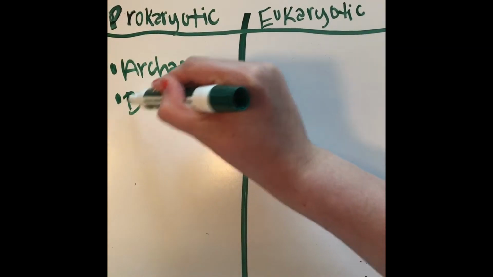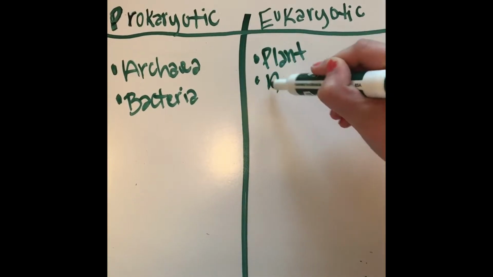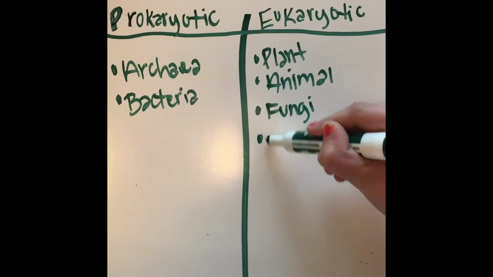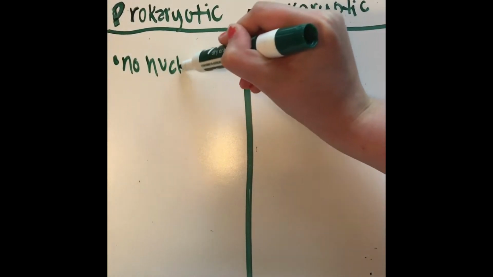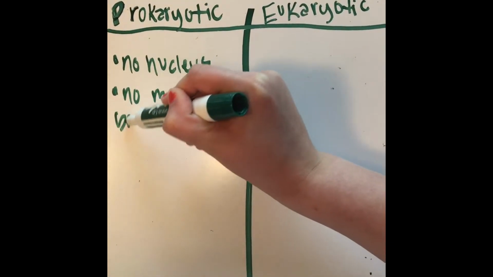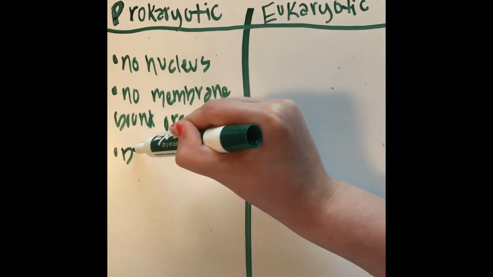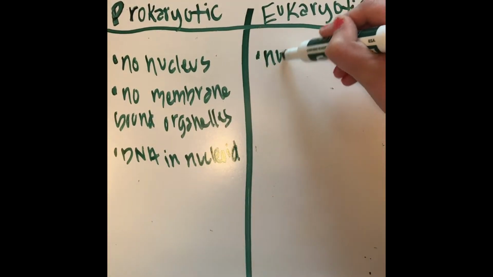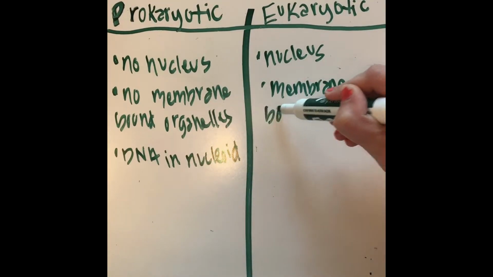Prokaryotic cells belong to domains archaea and bacteria, while eukaryotic cells belong to protists, fungi, animal, and plants. Prokaryotic cells do not have a nucleus, they have no membrane-bound organelles, and their DNA is located in the nucleoid. Eukaryotic cells do have a nucleus, do have membrane-bound organelles, and their DNA is in the nucleus.